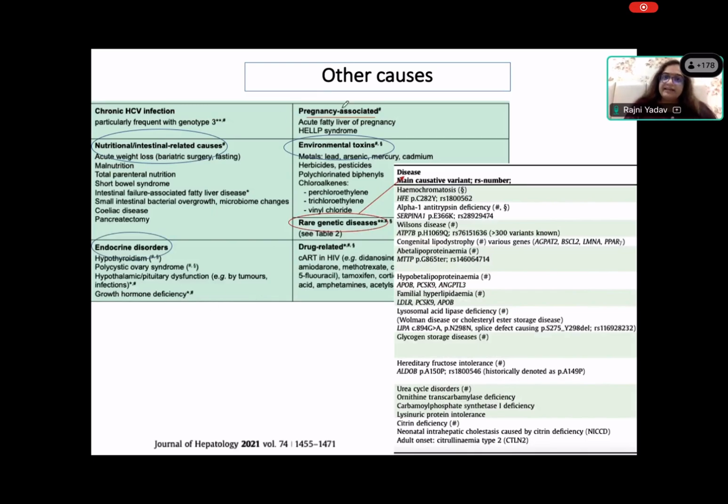So see, in pregnancy, the fatty liver of pregnancy and the HELLP syndrome, then the PCOD, which is quite common, hypothyroid. So these endocrine disorders can produce steatosis in the liver. Then not even overnutrition, so malnutrition, the total parenteral nutrition, then small intestinal bowel diseases, and the short gut syndrome, all that can also lead to a steatotic liver, even the acute weight loss.